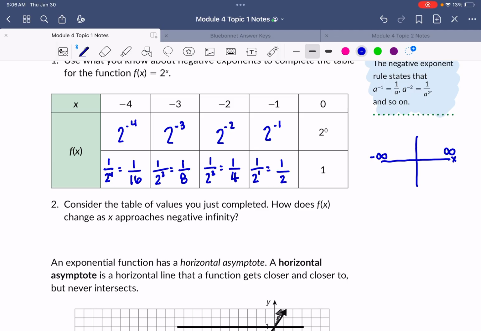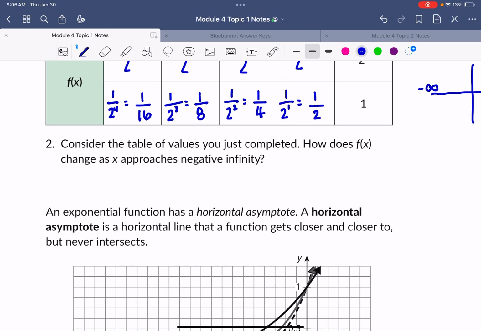Okay, so let's write that down. Let's say the y values are getting smaller or closer to 0.